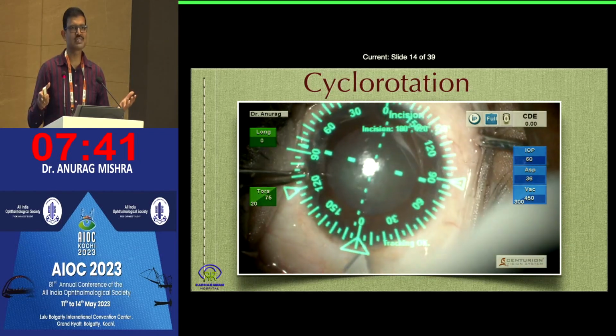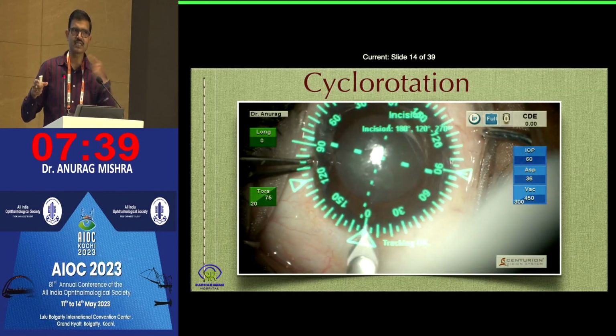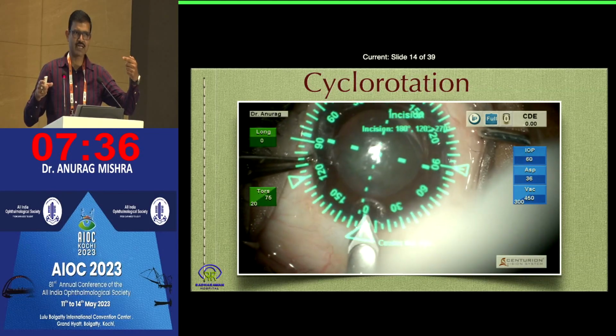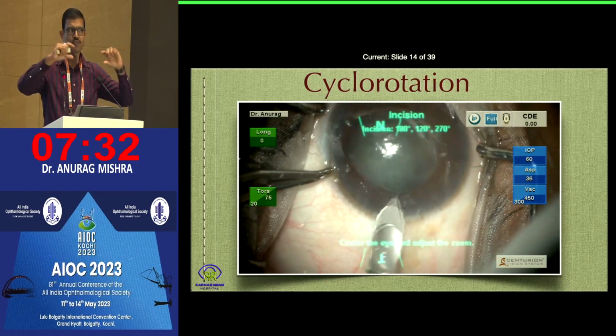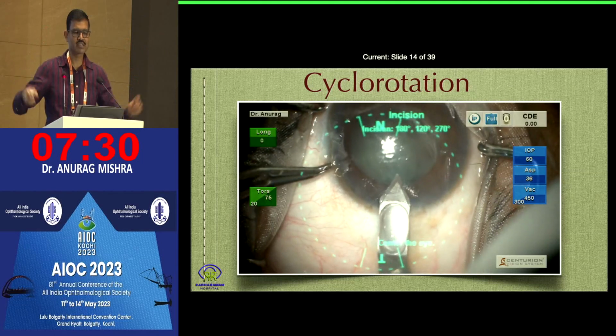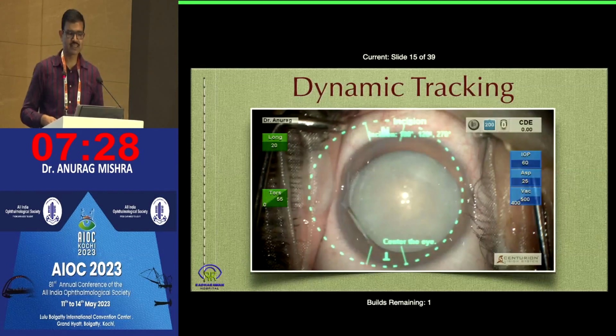The 2.2 is the SIA, but if you're not incising along the steep axis, or the axis where you've planned it, and you're putting it elsewhere, then the resultant becomes 0.4. You're off axis by 0.4, and that is what makes this significant.